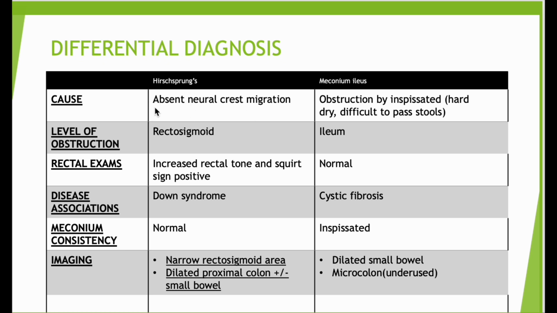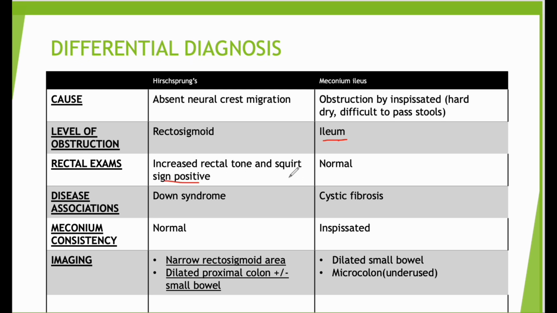So the cause of Hirschsprung's disease is due to absent neural crest migration, and the meconium ileus is due to obstruction by inspissated stools, which is hard, dry, difficult to pass stools. Now, the level of obstruction in Hirschsprung's is the rectosigmoid junction, whilst meconium ileus obstruction occurs at the ileum. During rectal exam findings, there's increased rectal tone and squirt sign is positive.